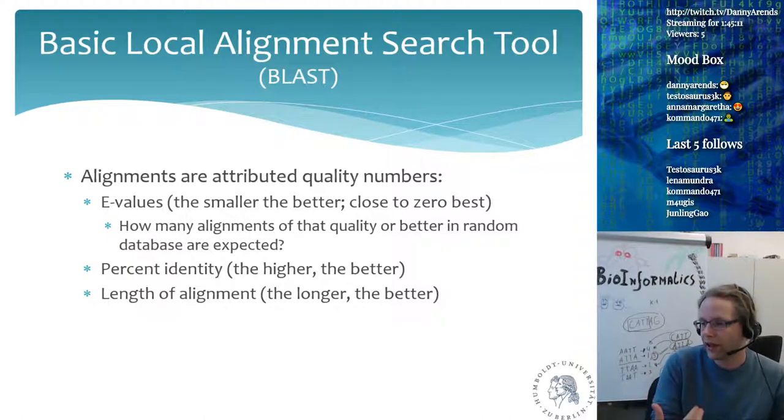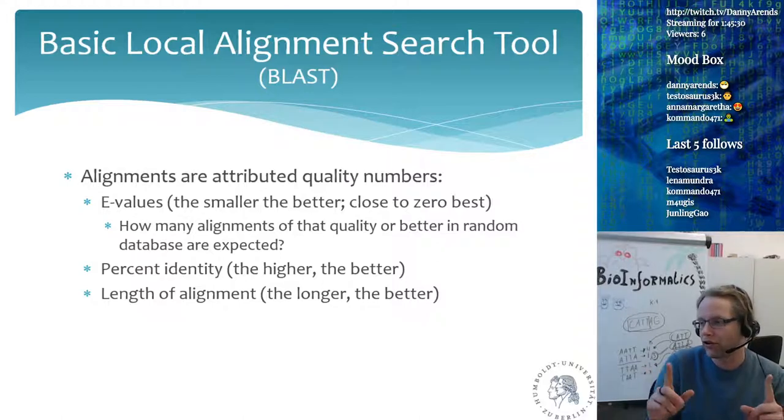The percentage of identity tells you how many exact matches there are, right? So it ranges from 0% to 100%. And then you have the length of the alignment. Because it's a local alignment, of course it can chop off the edges of the search string that you are looking for.